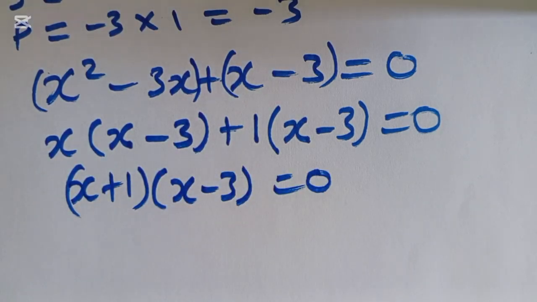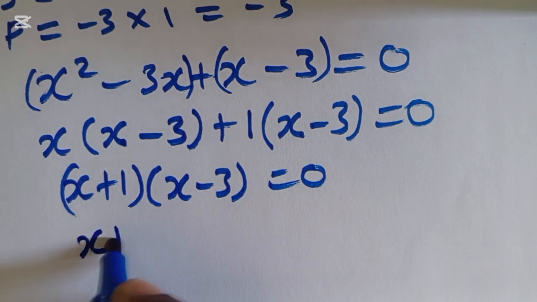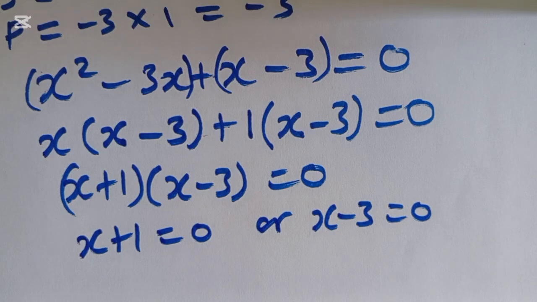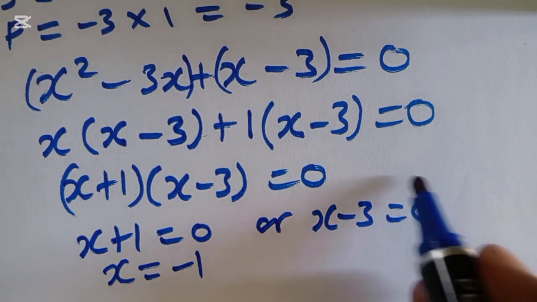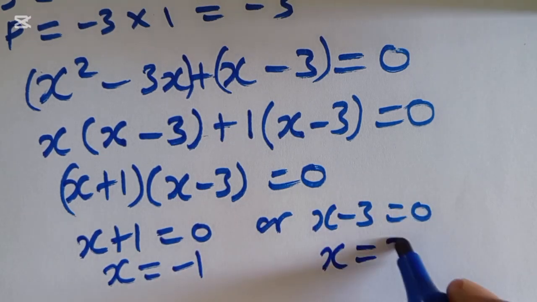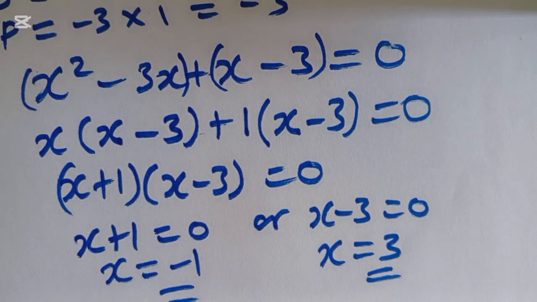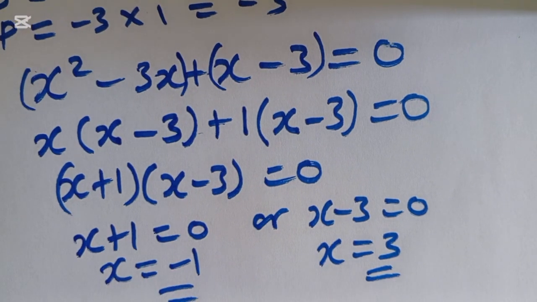So I'm going to make two equations. Equation 1, it will be x plus 1 is equal to 0, or x minus 3 is equal to 0. So this is positive 1. When it goes this side, it will be negative 1. This is negative 3. When it goes this side, it will be positive 3. So we have the x coordinates. So the next thing is we are going to find the corresponding y coordinates by substituting. Where there is x in the equation, we substitute negative 1. We also substitute 3.